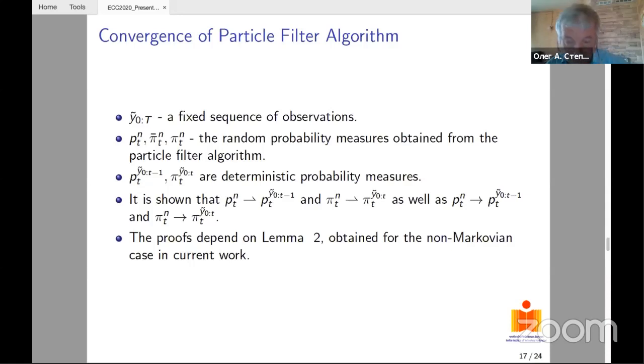It is shown that Ptn converges to Pt y tilde 0 to t minus 1 and pi Tn converges to pi t y tilde 0 to t, both in the weak and strong sense. The proofs depend on lemma 2 obtained for the non-Markovian case in our work.